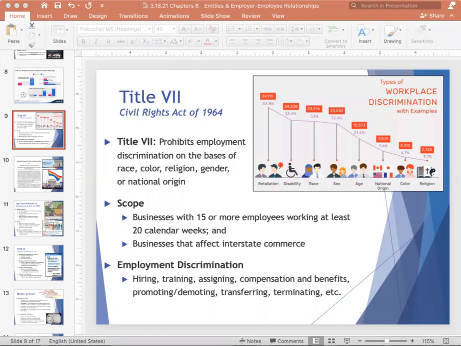Another point to note is that age is not covered under Title VII. There's the Age Discrimination in Employment Act that you would cite if you were discriminated against based upon age.